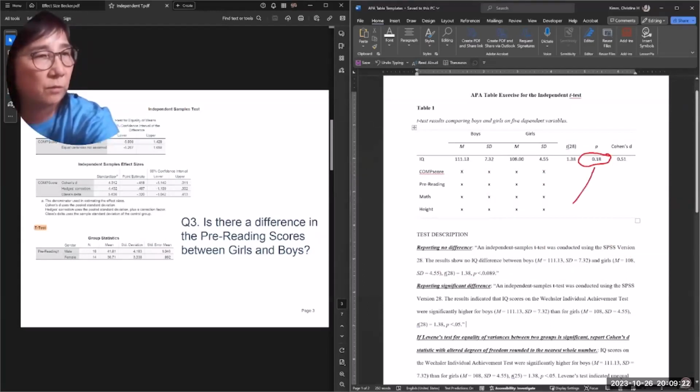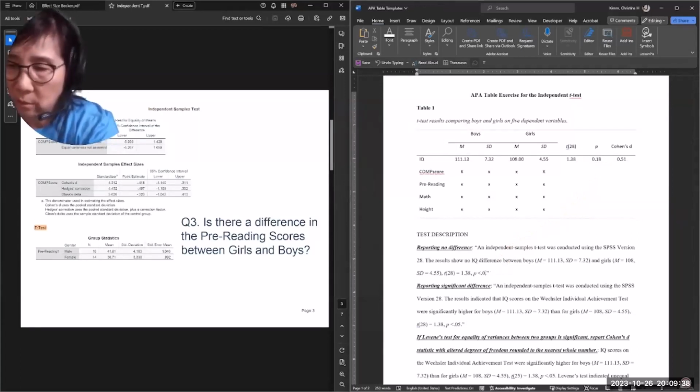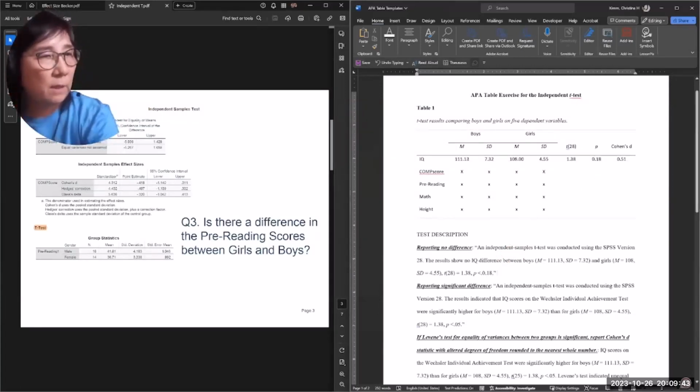I think I made a mistake right there. So we have to change it to 1.8. All right, I'm going to change it. 1.18. Okay, that means the p-value is bigger than 0.05. This is the one that you can focus on to determine if there is a difference or not. Bigger than 0.05, no difference.